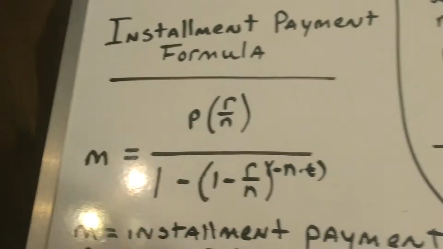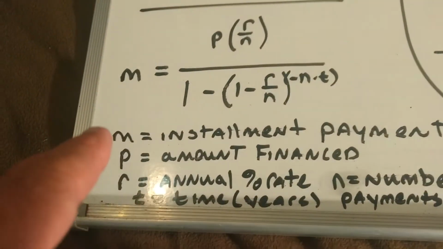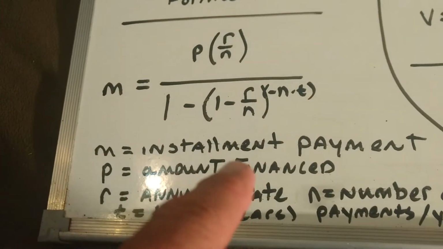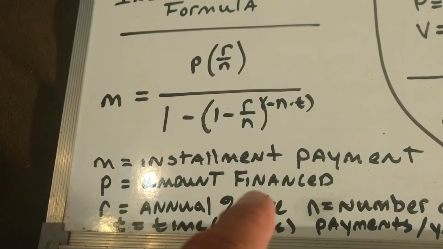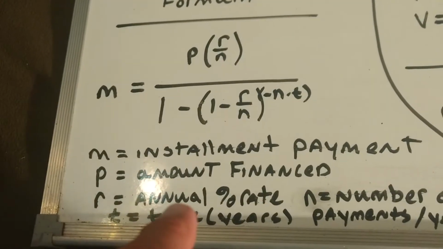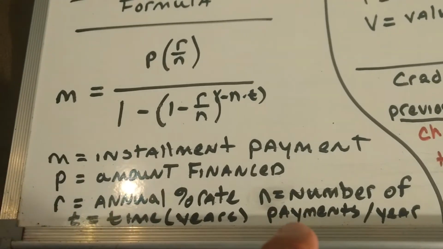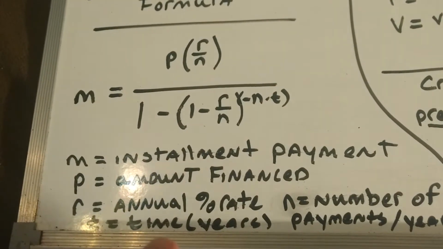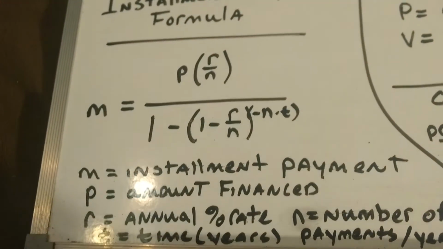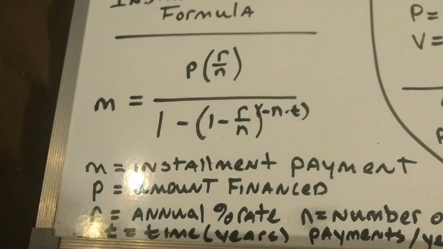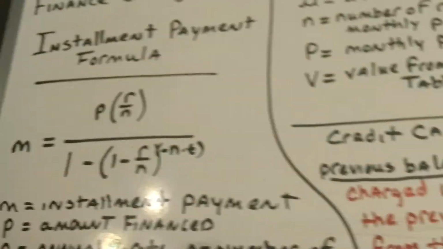And this is the installment payment formula, where M is the installment payment, P is the principal amount that you're financing, R is your annual percentage rate, N is the number of payments per year, and then T is time in years. So if you ever buy a car, furniture, or things like this, this is the formula that's used to find this payment.